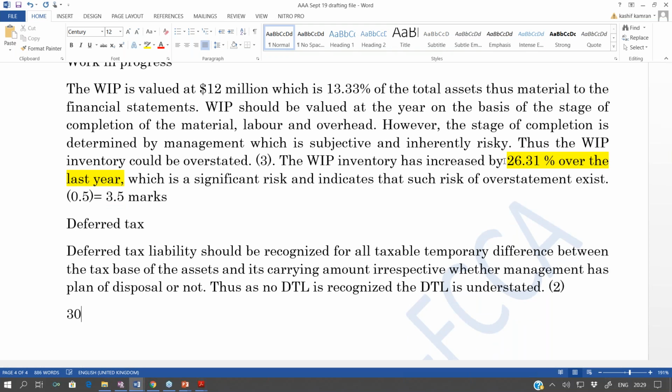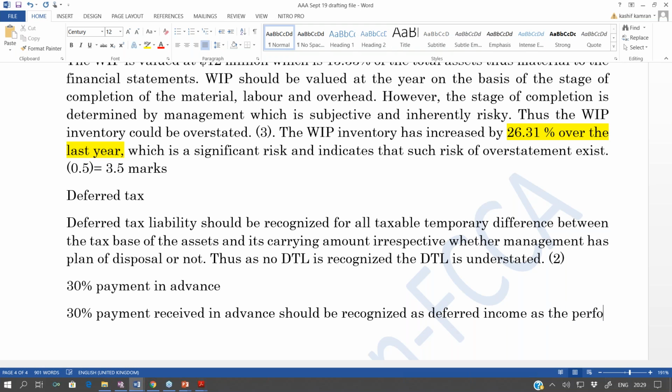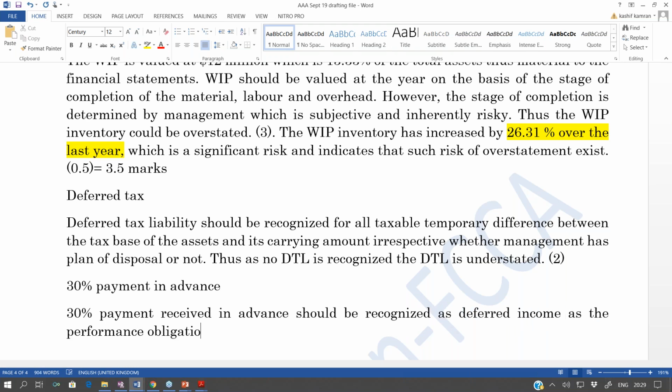Then the next one, 30% payment in advance. The 30% payment received in advance should be recognized as deferred income, as the performance obligation has not yet been met. That is, the machine has not been delivered.